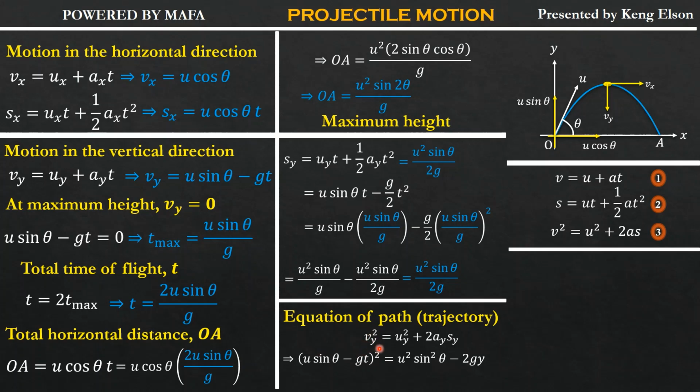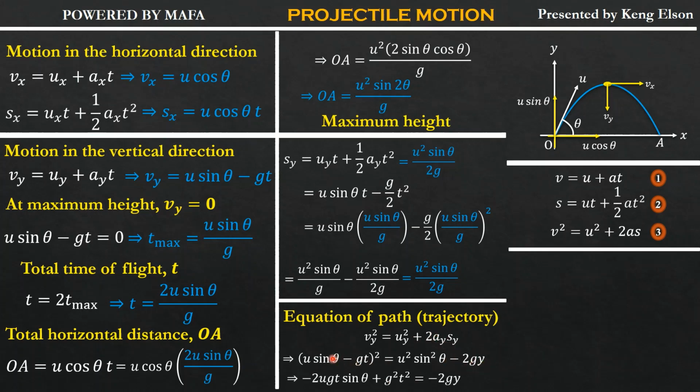Alright, so our vy, we have it here, is u sine theta minus gt. We need to square it. We equate it to uy squared. Uy is simply the initial speed in the vertical direction, but we need to square it. Then minus 2g. Remember that our a is negative g, so we have minus 2g times y.